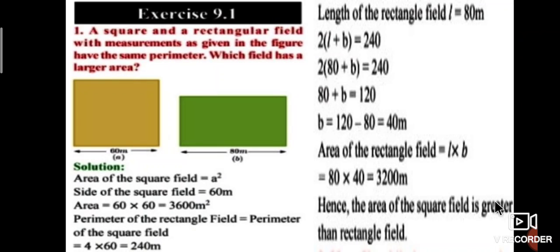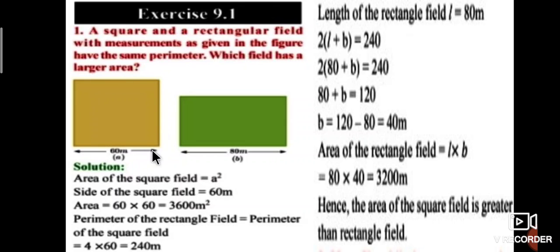Okay, next we are discussing the next problem. A square and a rectangular field, with measurements as given in the figure, have the same perimeter. Which field has a larger area?